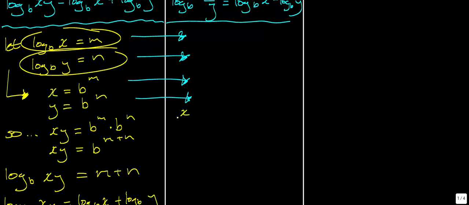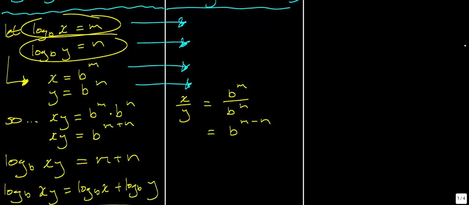We can say that x over y is equal to, if we follow the same fashion right here, x over y must be b to the power of m, all divided by b to the n. And if you write those as a single power, we could say that that is b to the power of m minus n, like so. Okay, so then again, if we write it in logarithmic form like we did right here, we have log base b, so b raised to the power of what is going to give us x divided by y. So we write log base b of x over y is equal to m minus n.